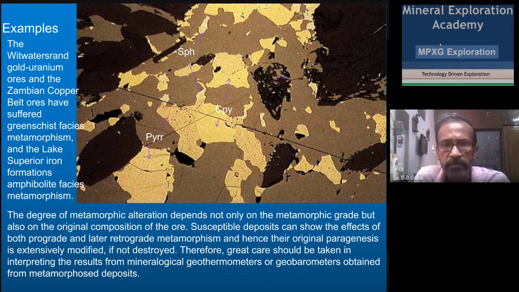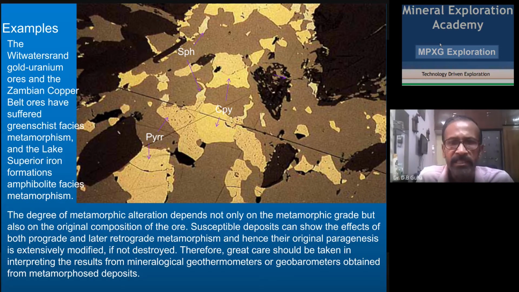The degree of metamorphic alteration depends not only on the metamorphic grade, but also on the original composition of the ore. So susceptible deposits can show the effect of both prograde and retrograde metamorphism, and therefore their original paragenesis or the mineralogy is extensively modified, if not at all destroyed. Therefore, great care should be taken in interpreting the results obtained by using geothermometers and geobarometers from a metamorphosed deposit.